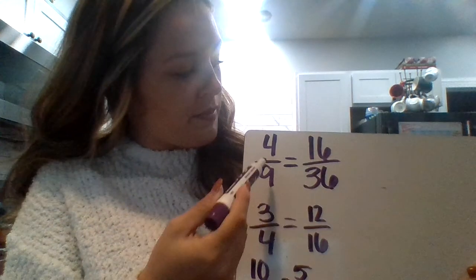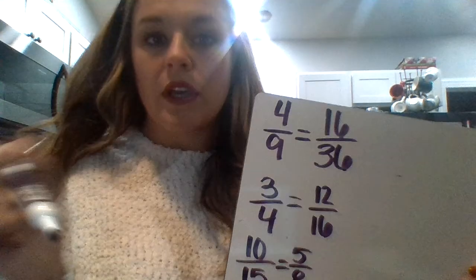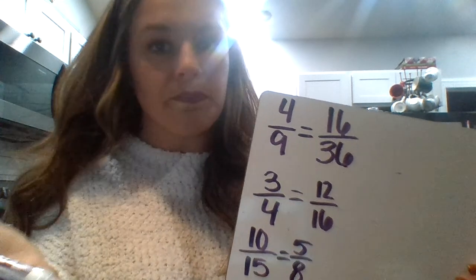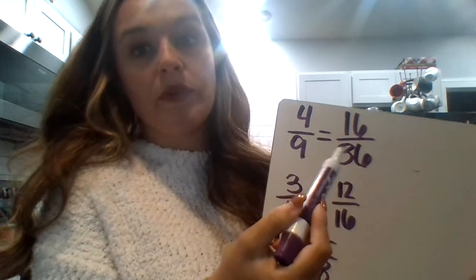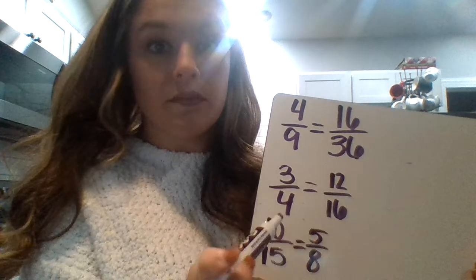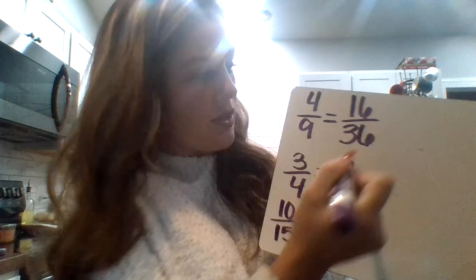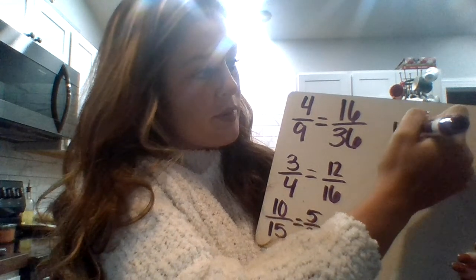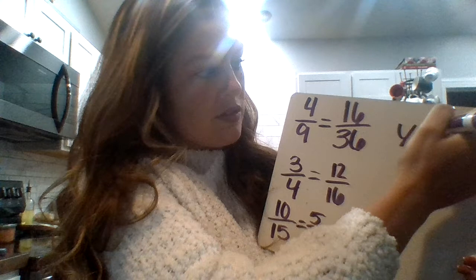How do we get 4 to 16? If you count by fours, it's times 4. So whatever you do to the top, you do to the bottom. Is 9 times 4 36? Yes, it is. So this one would be proportionate, and you just click the yes, okay?